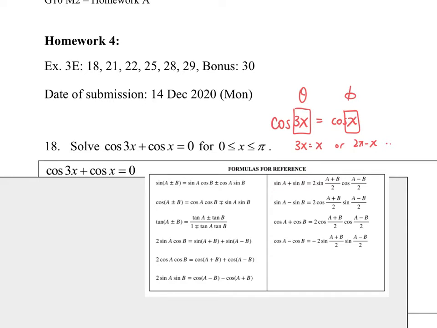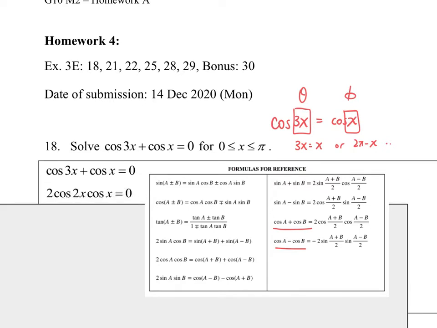So for this type of question, I would rather suggest you to use this cosine plus cosine or cosine minus cosine. Every time when you come across this type of question, you may try to turn a sum to a product, because after you have a product, then you can use the factor method to get this. Okay, how do you get this line? Because you can apply a equals 3x into this formula, the one I'm highlighting.